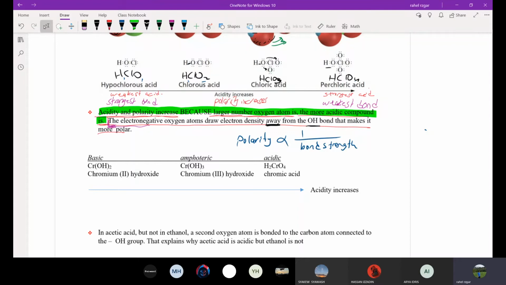Another example, as you can see, oxygen is here, it's a base, it's chromium with 2 hydrogens, so it's a base, it's an ionic bond. But when it becomes 3 oxygens, the 3 oxygens make it a little bit less basic, or we can say amphoteric. But with 4 oxygens, the compound is entirely acidic. And here, the ionic bond changes to a covalent bond.